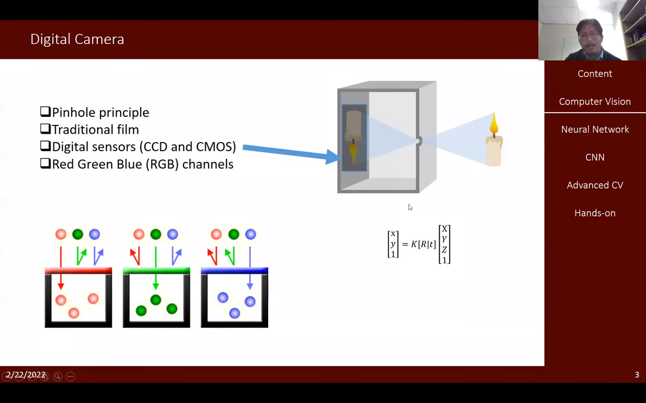The other one is in this equation. On the right side, we have the X, Y, and Z coordinates of this candle. But after the camera processing, we construct an image which only has X and Y. So in this process, we lose one dimension, which is depth. And K, R, T are the parameters of the camera, like focal length, et cetera. So I wanted to briefly introduce how cameras work.